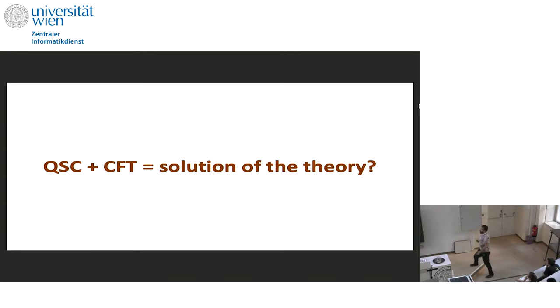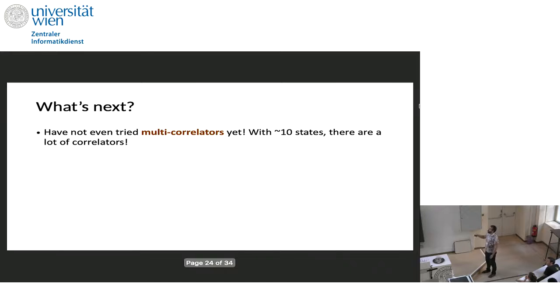So the most provocative question I want to ask is the following: is it enough to just know the spectral data from the quantum spectral curve and a bit of CFT symmetry to actually get the solution of the planar theory, in this case?